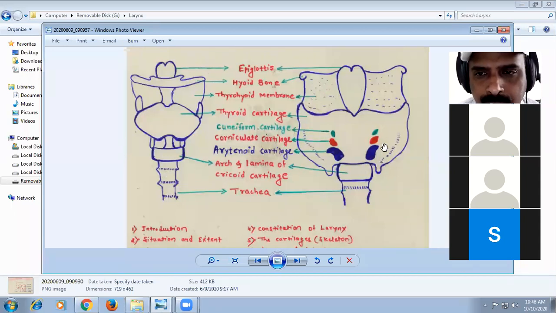Then on the posterior aspect, on the thyroid cartilage, we have the three paired cartilages: the arytenoid, corniculate, and cuneiform. This is the cuneiform, this is the corniculate, and this is the arytenoid. So the three unpaired are cricoid, thyroid, epiglottic, and the three paired are arytenoid, corniculate, and cuneiform. This is very important.